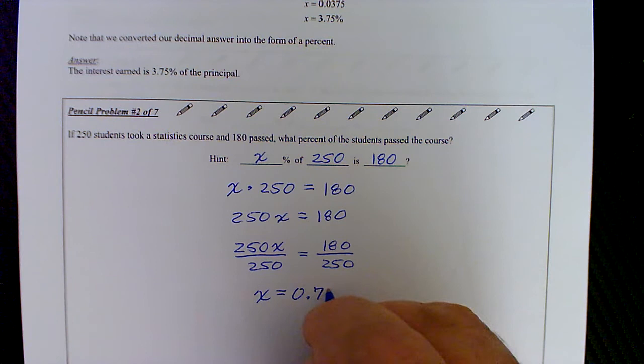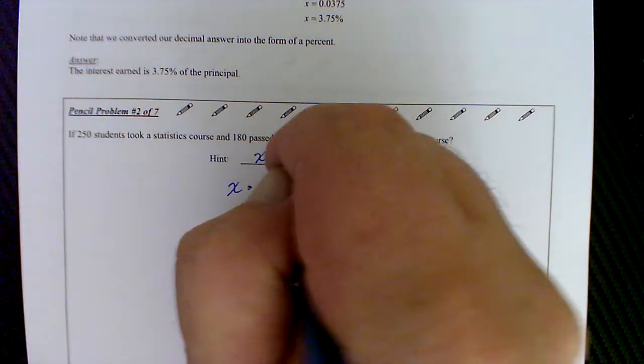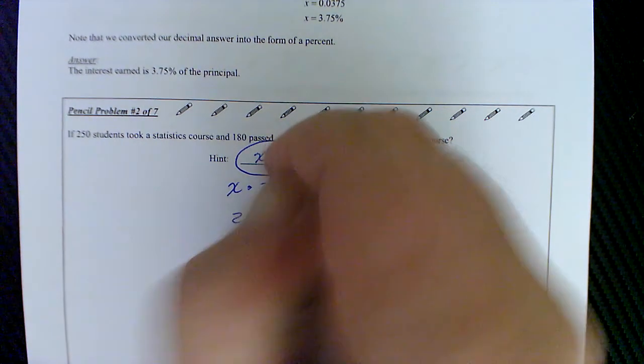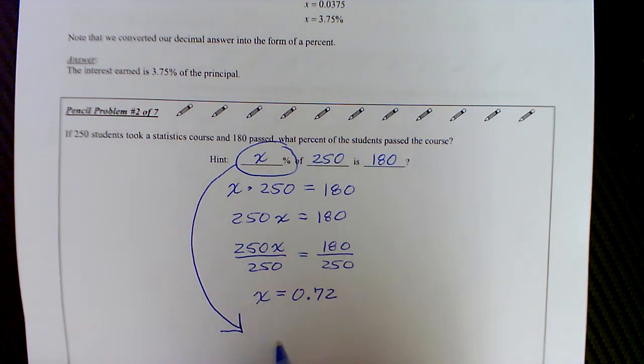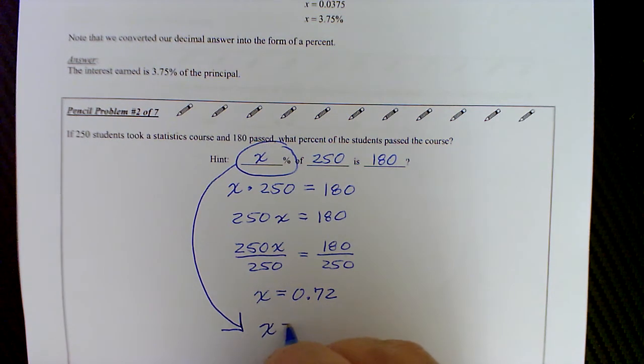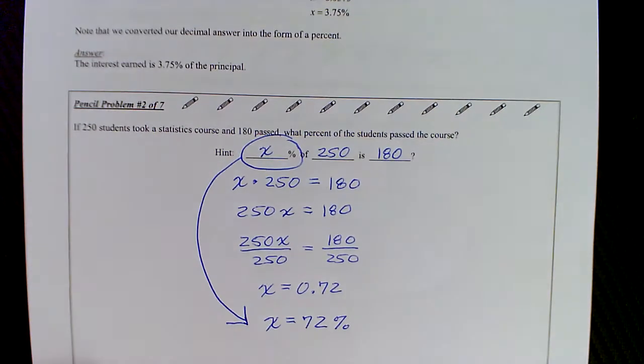But here's something very important. Whenever we solve using the equation method for a percentage, the number that we get is a decimal number, and that must be converted to a percent. So we move 2 places to the right and add the percent symbol. So 72%.